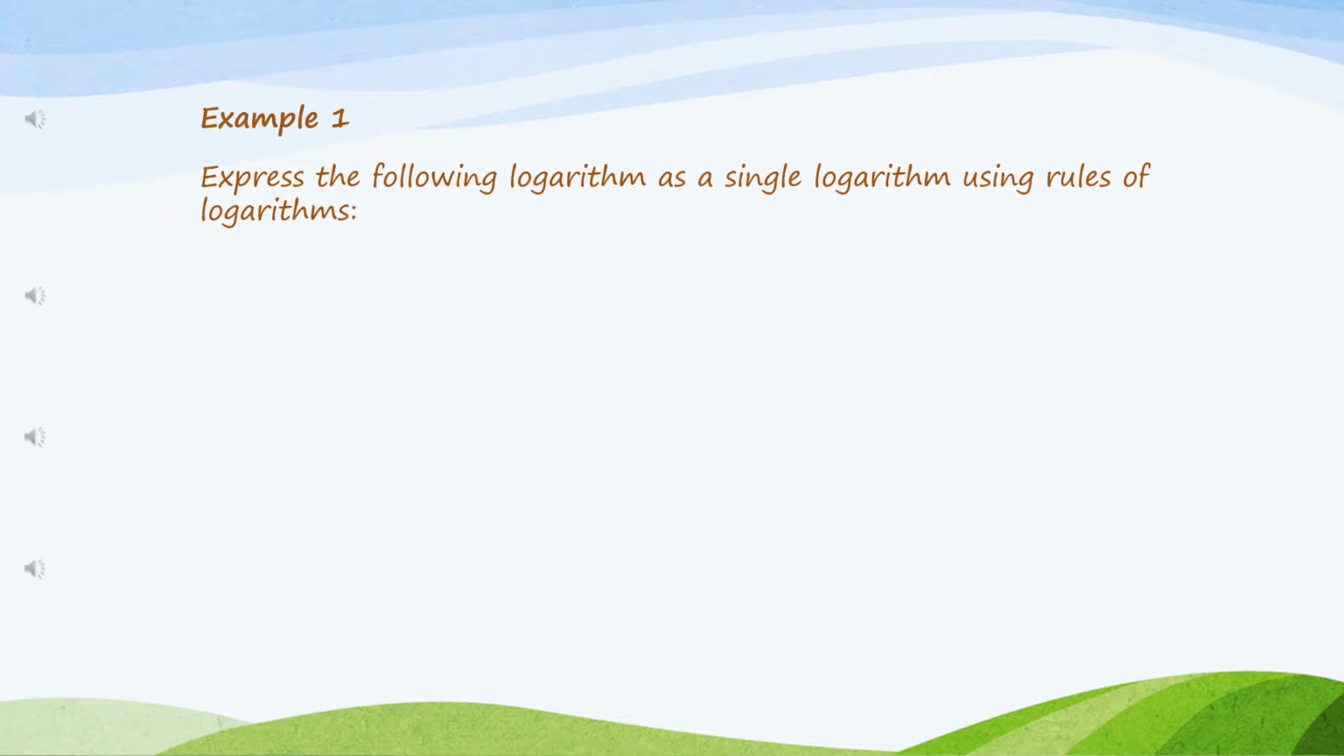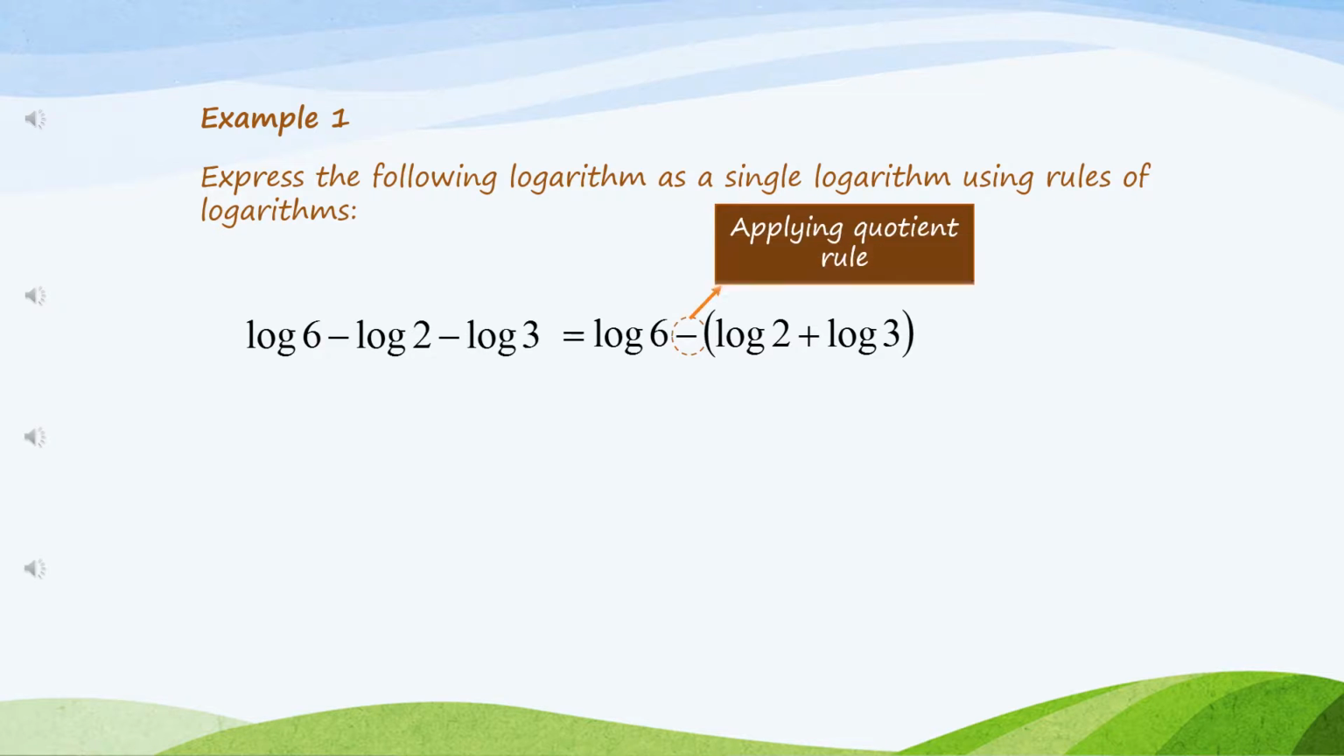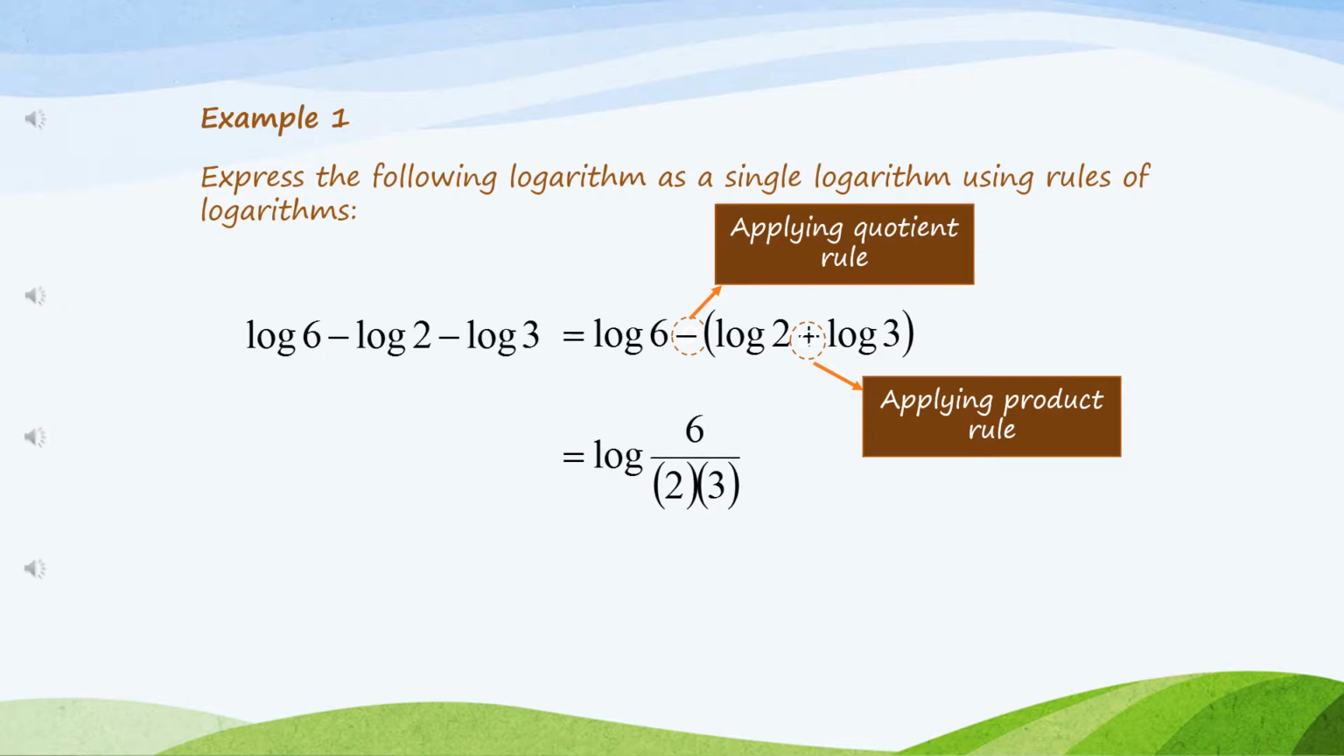Example 1. Express the following logarithm as a single logarithm using the rules of logarithms. First, rewrite log of 6 minus log of 2 minus log of 3 as log of 6 minus, in brackets, log of 2 plus log of 3. Then, by applying the quotient rule and product rule, we get logarithm of 6 over 2 times 3. After simplifying, the answer is 0.